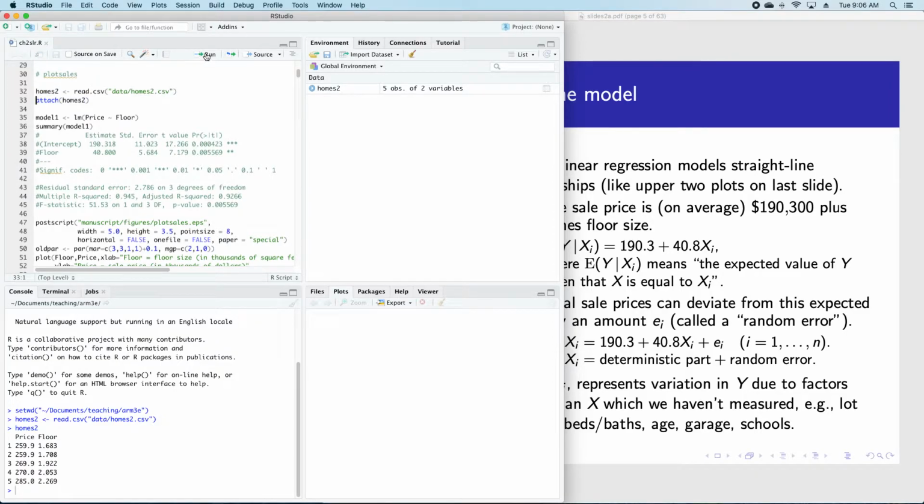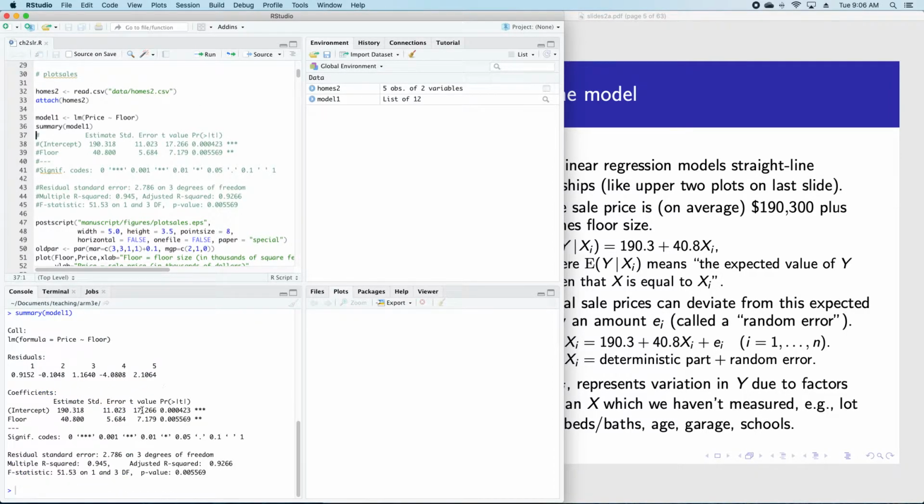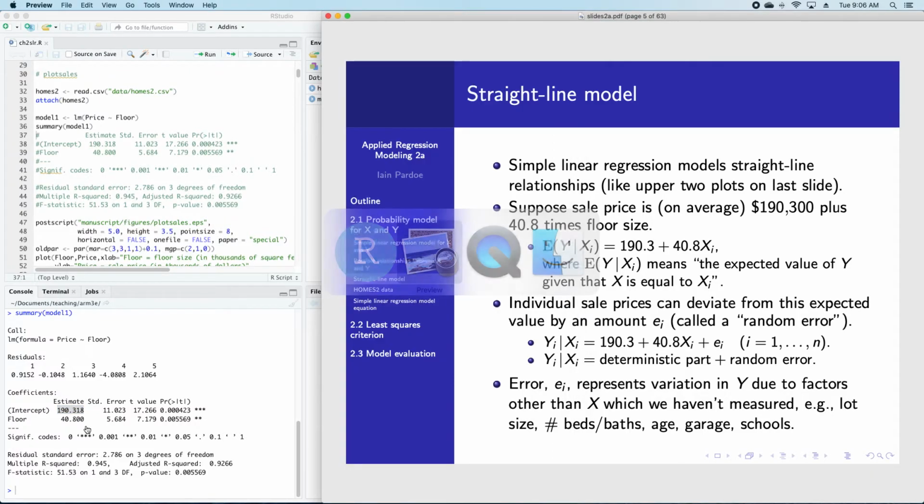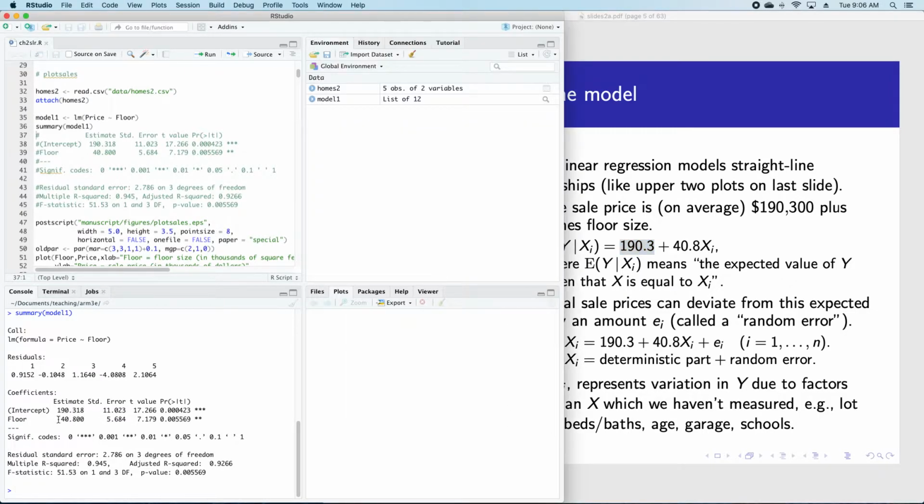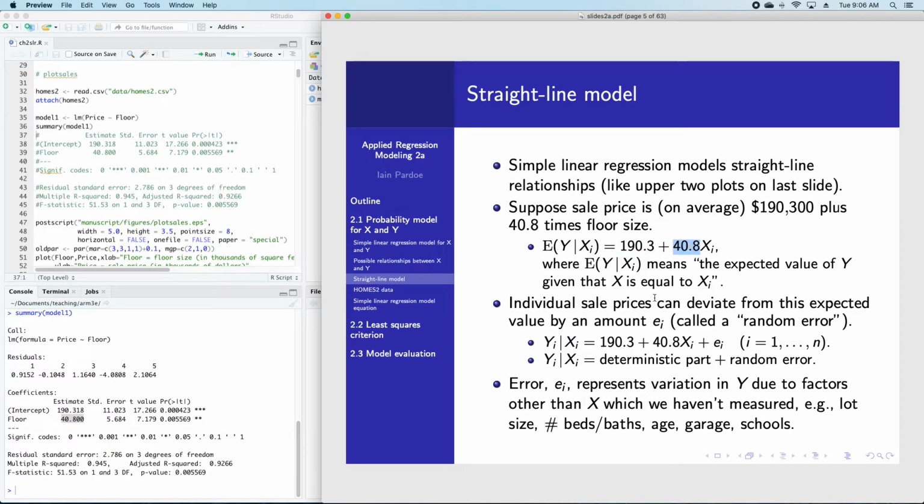So I'm just going to attach that data set and then fit a model, and I'm not going to dwell on fitting the model just yet. We'll cover that in more detail later, but I just want to focus on a couple of numbers in the output. 190.318, that was this part of the equation here, 190.3, and then 40.800, that was this piece here in the equation.